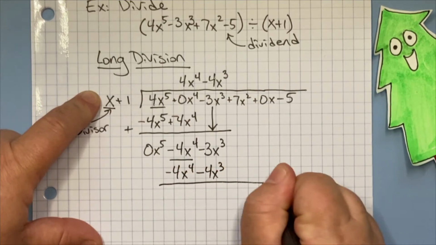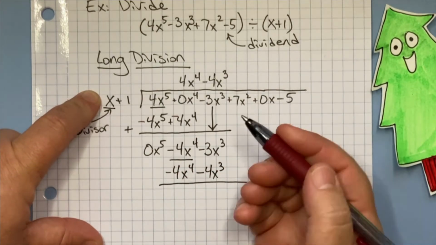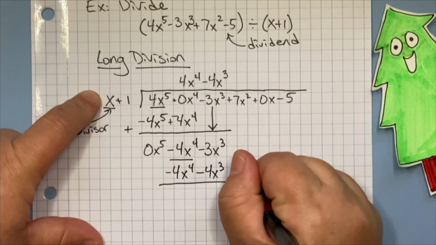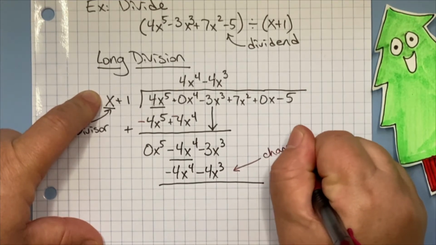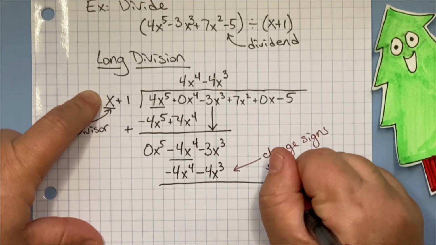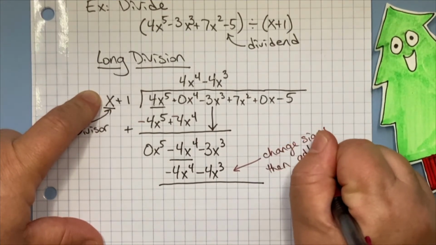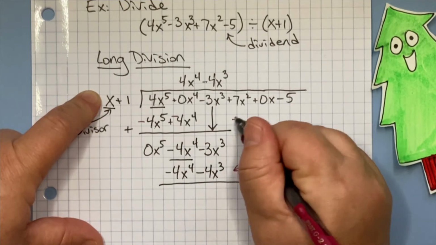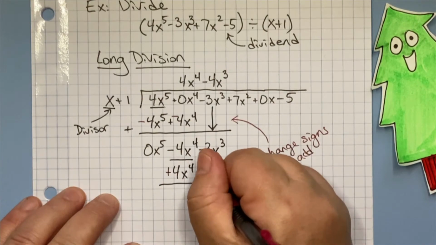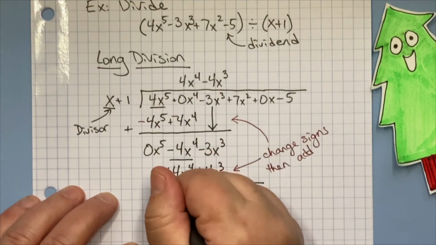And remember, with my method, I'm going to go ahead and with the red pen, I'm going to change the signs. Change the signs. And then add. And that's what I did up here as well. Okay, so I got to change this sign and I got to change this sign. And then I'm going to add.